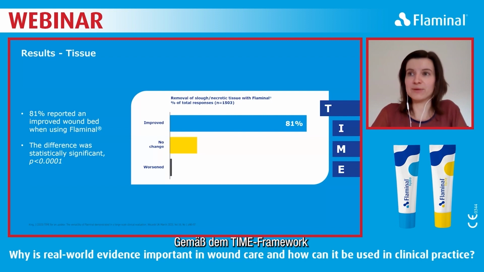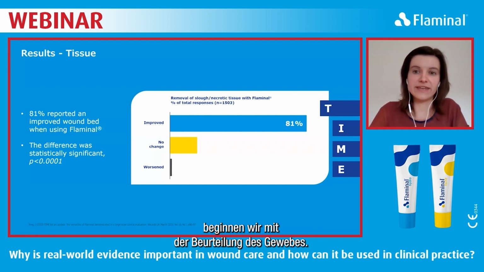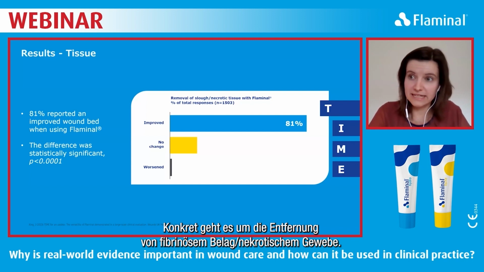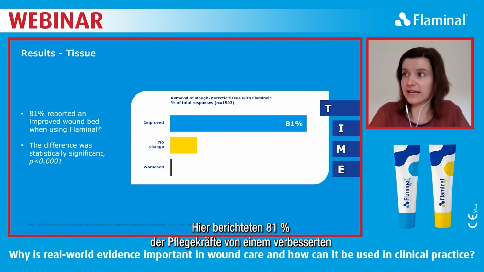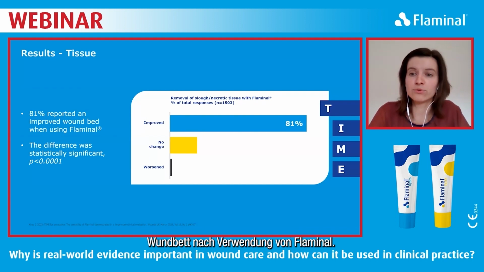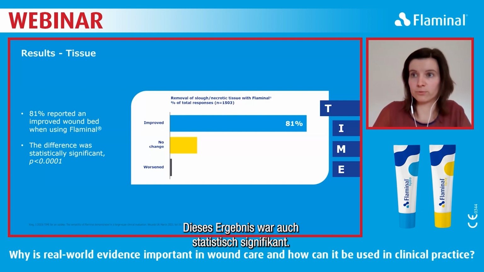Following the TIME framework, the first step is evaluating and managing the tissue. More specifically, the removal of fibrinous slough or necrotic tissue. And here we saw that no more than 81% of the district nurses reported an improved wound bed upon using Flaminal. That result was also statistically significant.